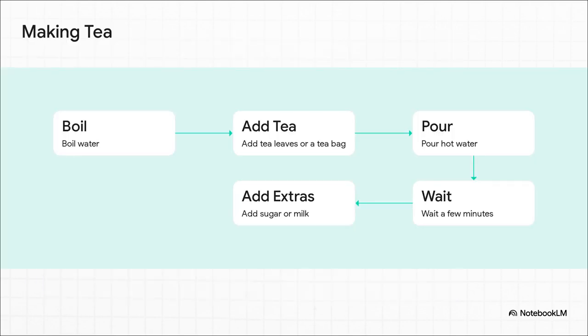And what's really interesting about this slide is how it brings us right back to our pop quiz. Simply making a cup of tea is basically the perfect human analogy for executing a flawless algorithm. Think about it. You boil water, add the tea leaves, pour the hot water, wait a few minutes, and then add sugar or milk. If you follow those exact steps in a logical order, boom, you get a perfect cup of tea. But if you try to pour the water before you even boil it, the algorithm completely fails.